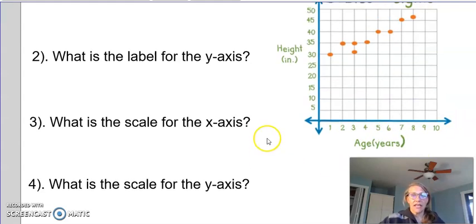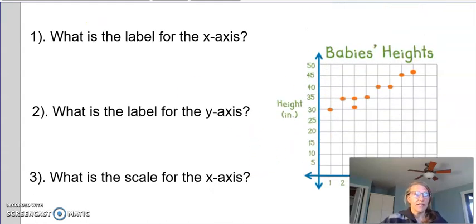And then what is the scale for this y-axis here? You should have answered that the scale for the y-axis is 5 because every line is going up by 5. All right.